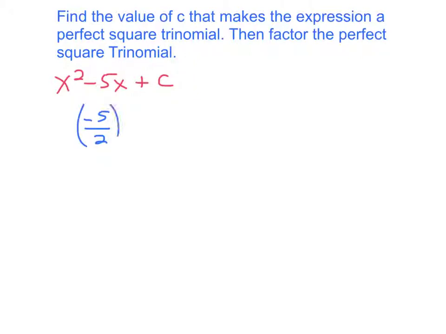And then we'll have to square that. Now we're squaring a negative number, so it's always going to be positive when you do that. In this case, you would just square the numerator and square the denominator separately. So 5 squared would be 25, and 2 squared would be 4. And that would be your c. So we'd have x squared minus 5x plus 25 over 4.